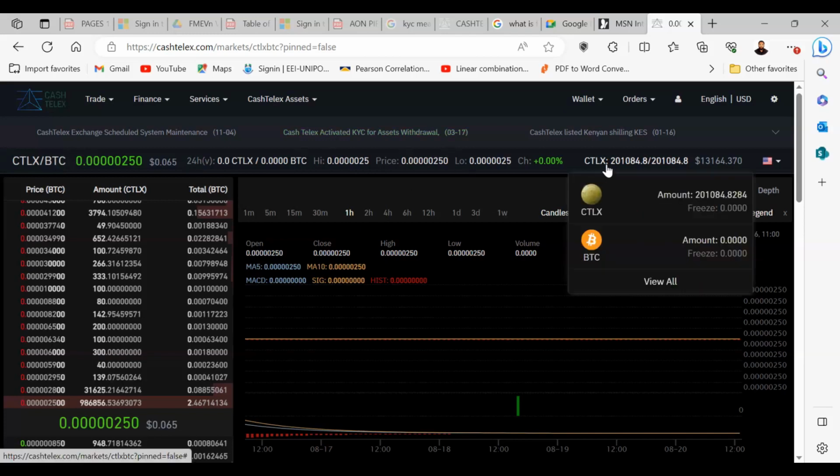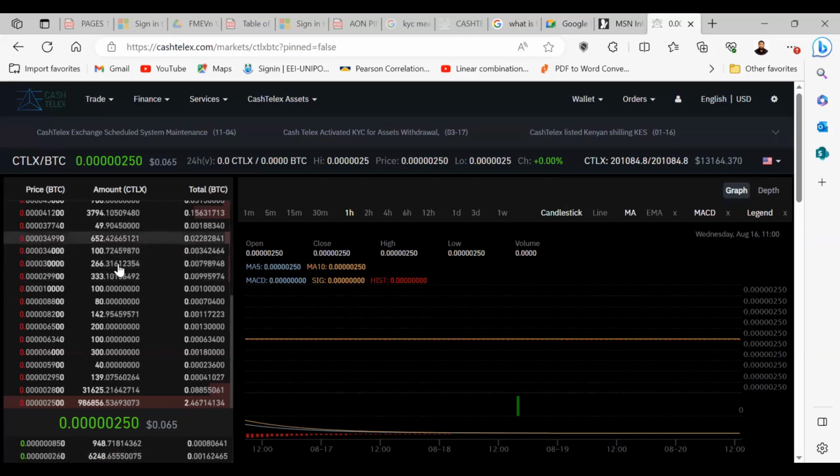Now, if you have some CTLX in your wallet, like I have around 1,000 CTLX, and when you look at it in dollars, which is $13,000, as the price of CTLX increases, the value of what I have in the exchange increases too. You see, I don't have any Bitcoin here. If I had Bitcoin, I would show you, but I will still demonstrate how you can trade with Bitcoin. So let me go back to this region.